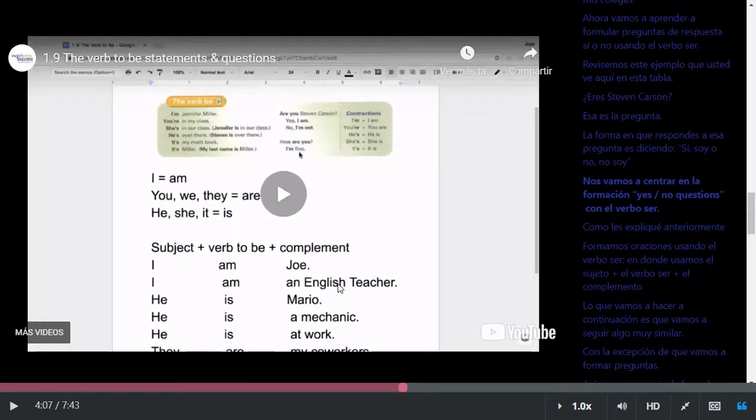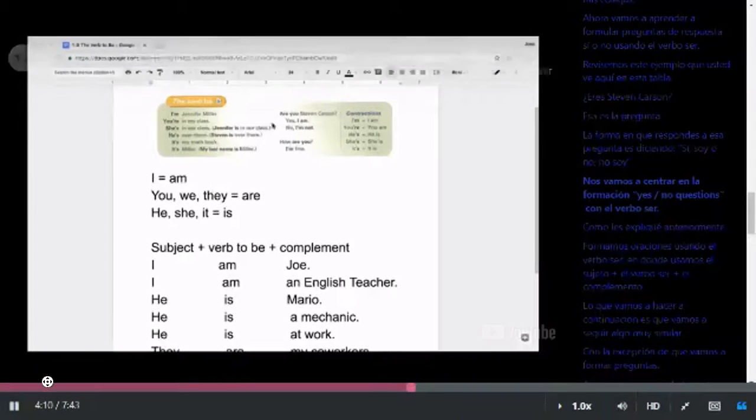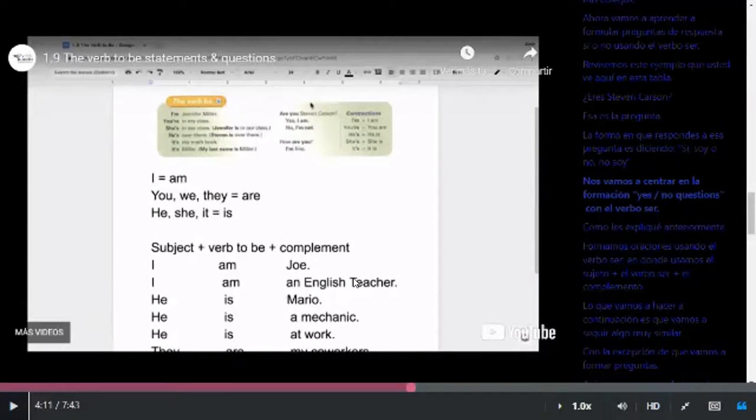Entonces, vamos a las preguntas. We're going to focus on forming yes and no questions. ¿Qué quiere decir yes, no questions? ¿Que son preguntas de sí y de no? No se requiere mayor información. Solo son preguntas para confirmar cierta información específica. Por ejemplo, excuse me, are you Steven Carson? And the affirmative answer is yes, I am. Repeat. Yes, I am.